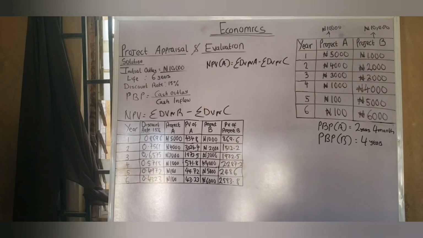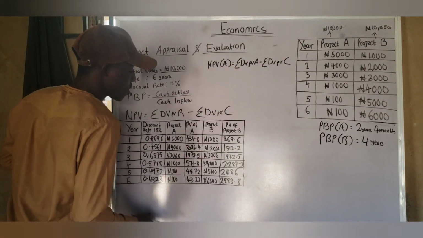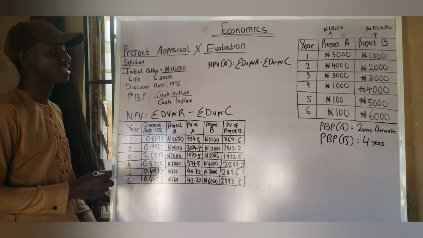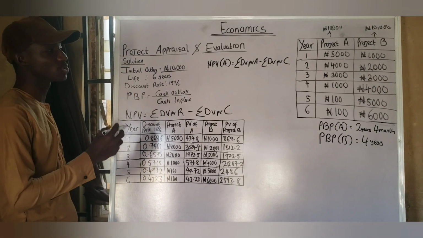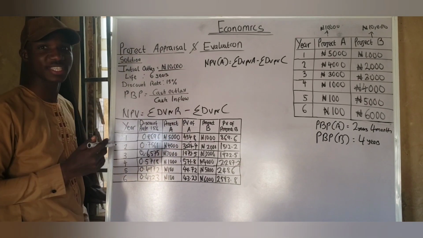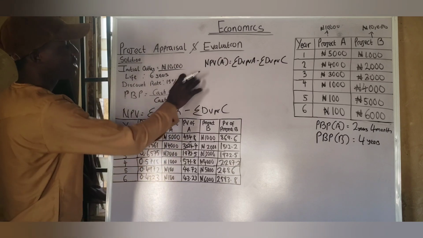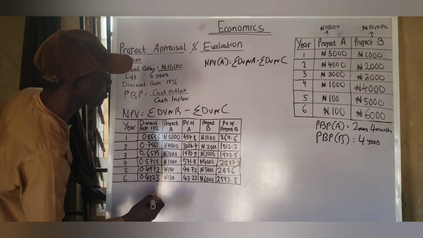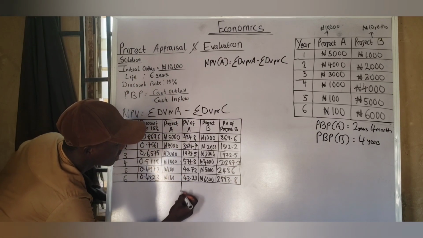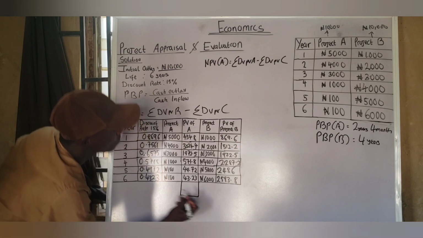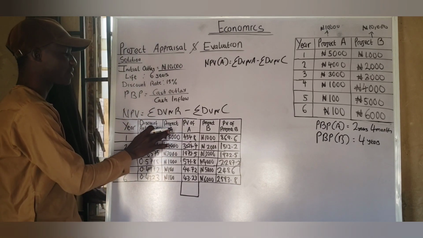So now the next step is that I'm going to sum all these values together. You understand? Please pay attention. We want to determine the net present value of project A now. To determine the net present value of project A, I'm going to sum the product of the discount value multiplied by the present value of project A.